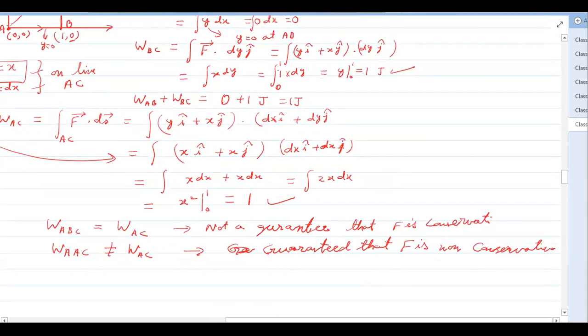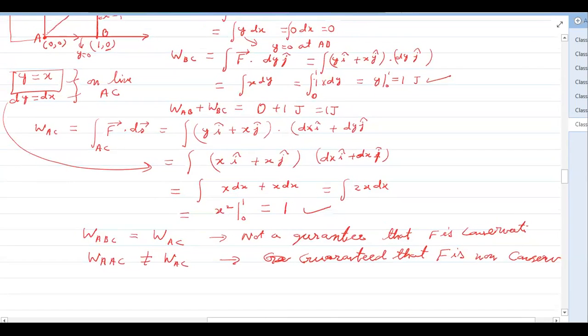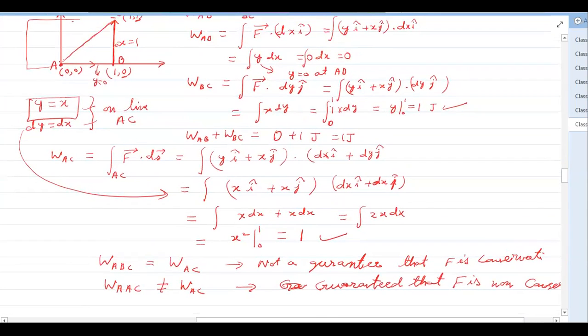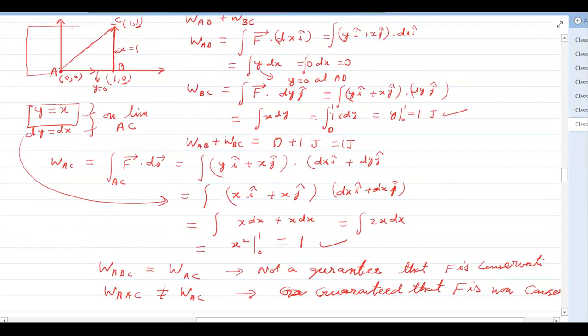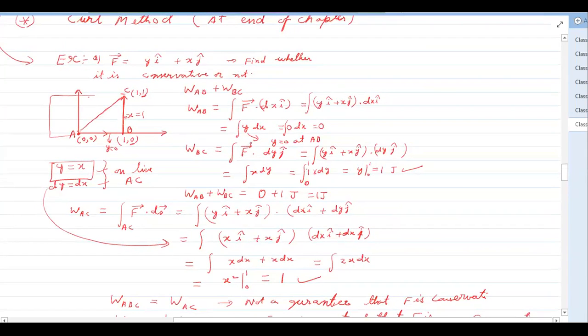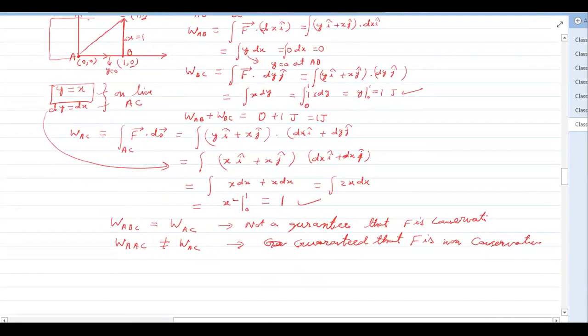Okay, so we can take some other path to check it, but it is non-conservative. I know this force is non-conservative. Actually, suppose instead of this we would have taken 2x here, then the work done calculation would have been different. Okay. So we can take one more path. What path should we take?